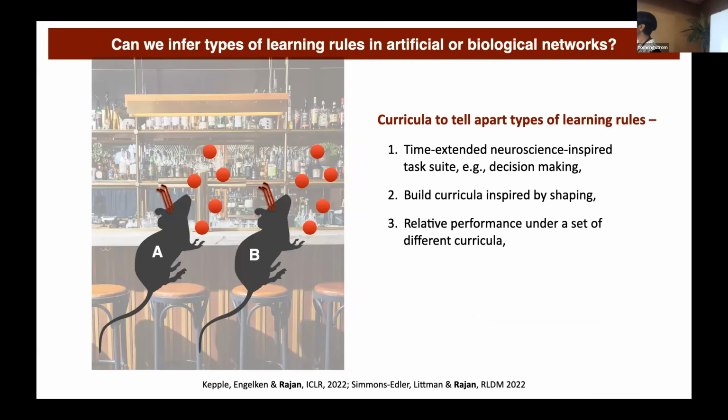So this is just a reminder, there's going to be three components to it, right? One is the fact that there's going to be a task suite, there's going to be a bunch of curricula, and there's going to be different types of learning rules. So that's just to say what we're going to look at.